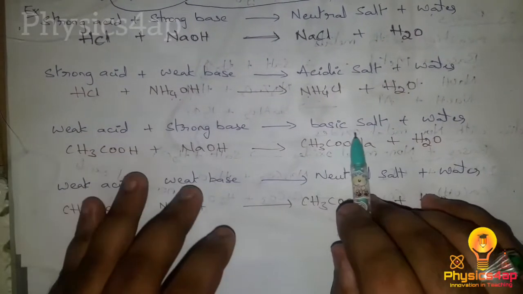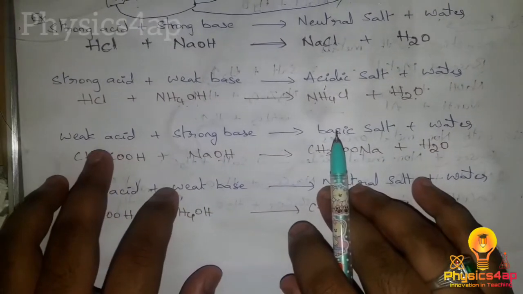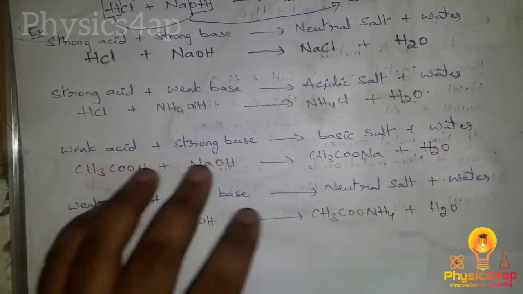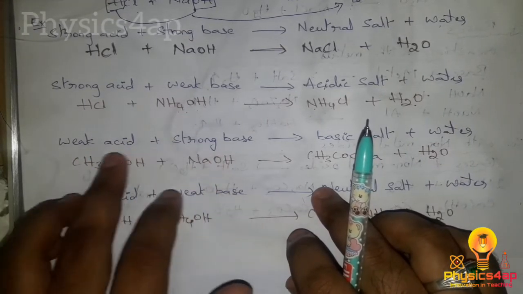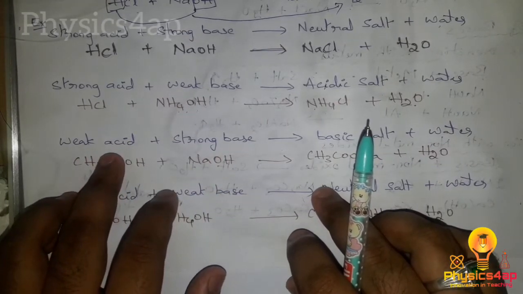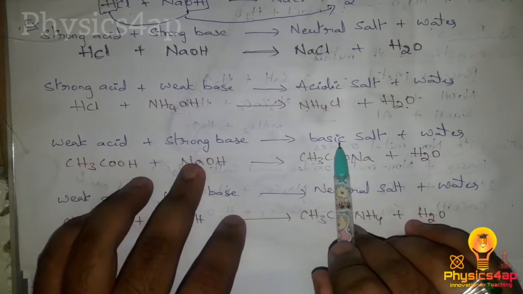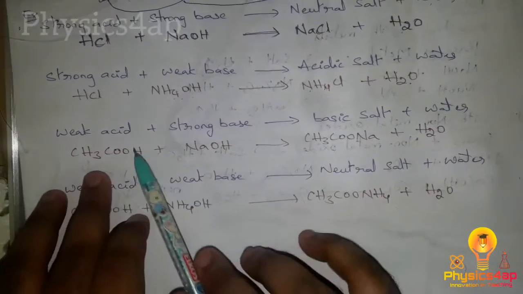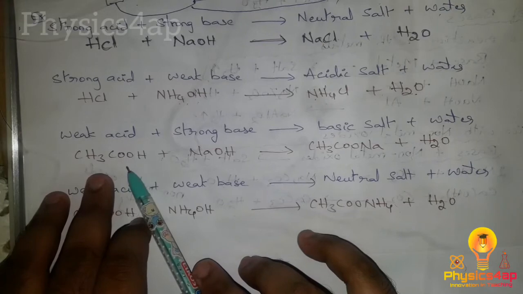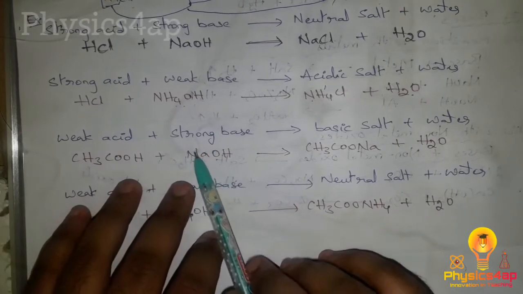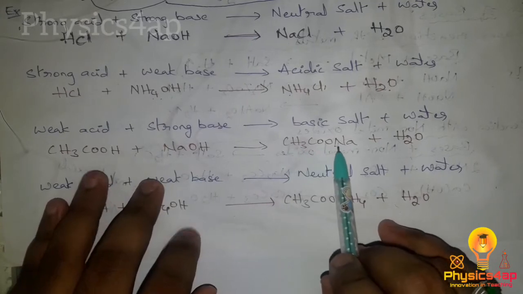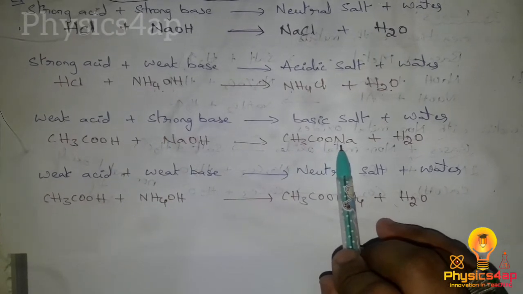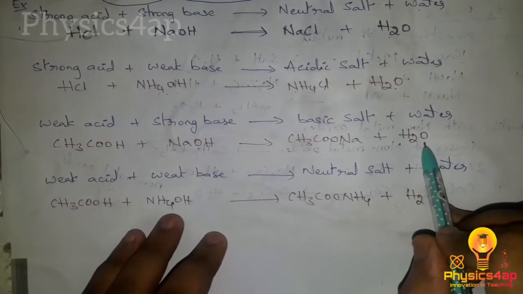And if you want a basic salt, we make the reaction with a weak acid and a strong base. As basic nature is strong and acidic nature is weak, we get a basic salt. So the reaction is weak acid, that is CH3COOH, plus strong base NaOH. When it reacts, we get CH3COONa, that is sodium acetate, plus H2O, water.